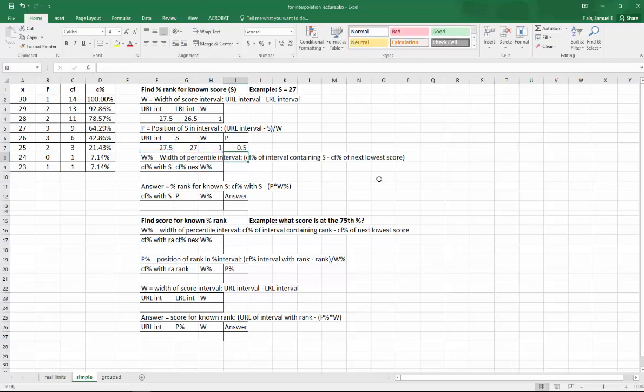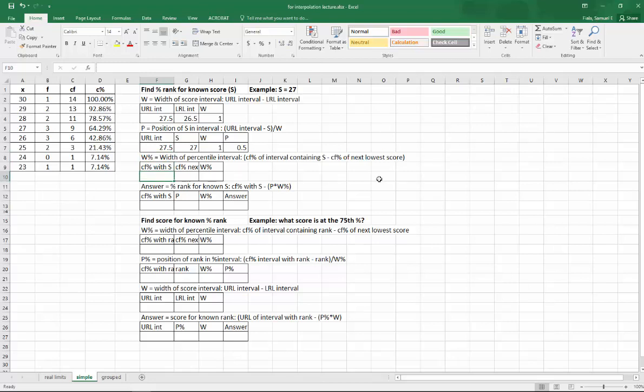This one's pretty easy. So it's halfway up. Right, because again, that interval goes from 26.5 to 27.5. 27 is halfway up that interval. So if it's halfway up that interval, how big now is the percentile interval we're looking at?